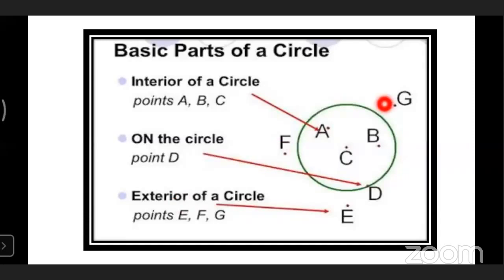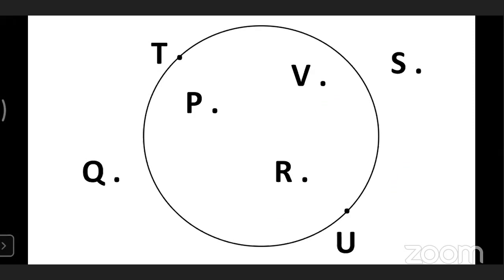Very good. Now let us see some more examples. Observe the circle and just see which points are inside, which points are outside, and which points are on the circle. Okay, I'm going to ask you, observe it carefully. Now tell me, point P is an interior or exterior point? Interior. Very good. Point P is the interior point.